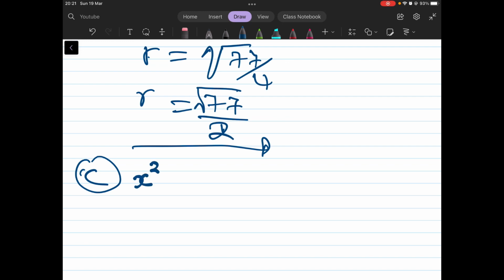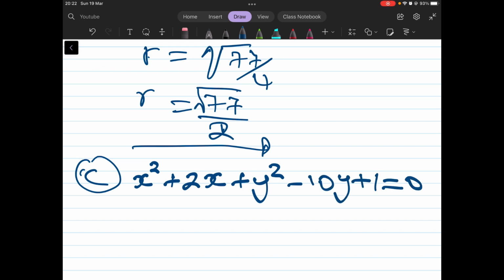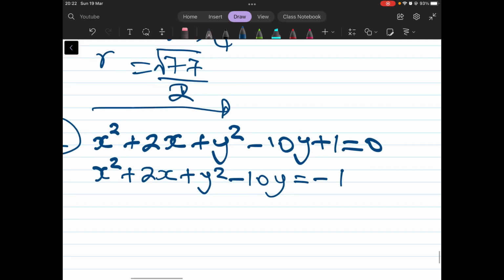But let's first rewrite the equation. Plus y squared minus 10y plus 1 equals 0. So like terms, to some extent, have already been grouped. So we just need to take that constant to the right hand side. From here, we just need to complete the square.